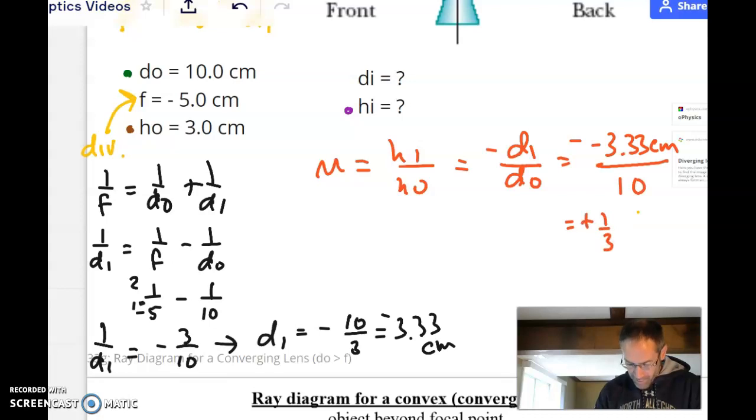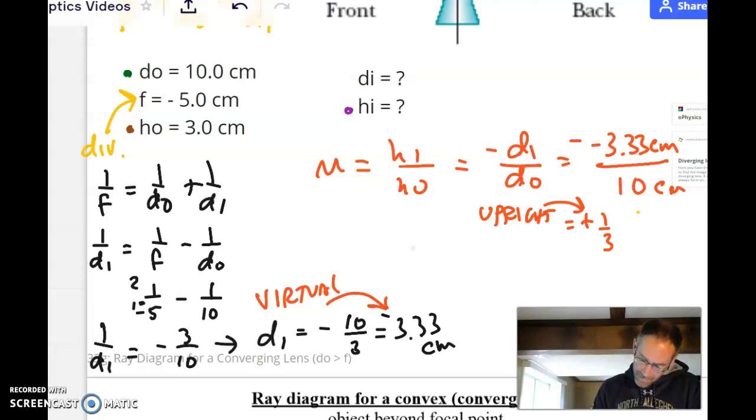It's positive too. It doesn't have a unit on it. That centimeters, numerator and denominator, canceled. Remember, it's just a ratio. It's just a factor that you're going to multiply the object by to get the image height. So +1/3. That positive tells me that it's upright. Just like this negative on the DI told me that this was virtual.